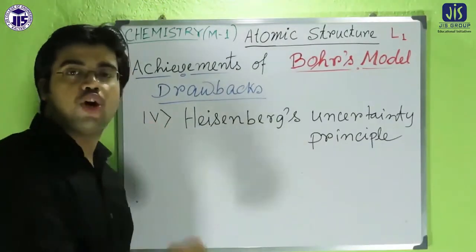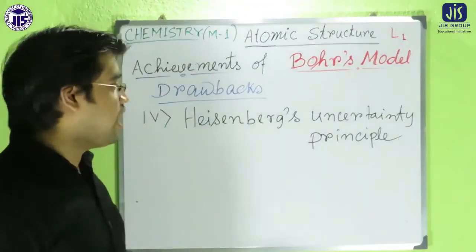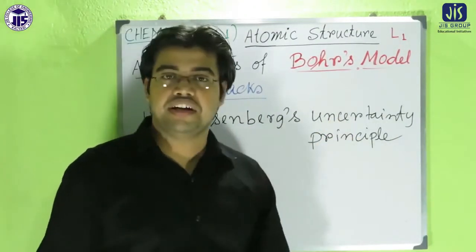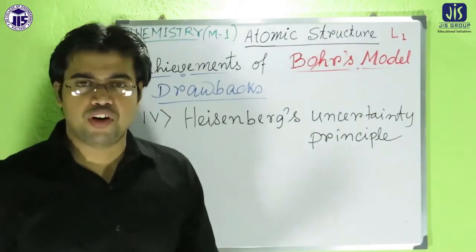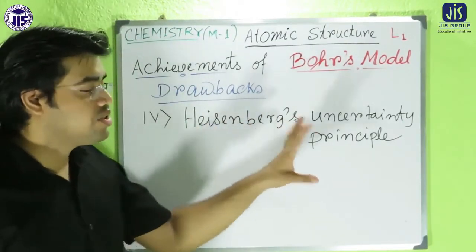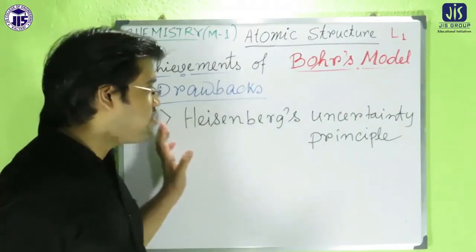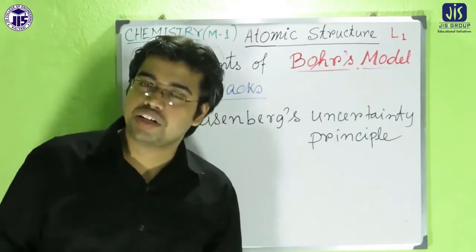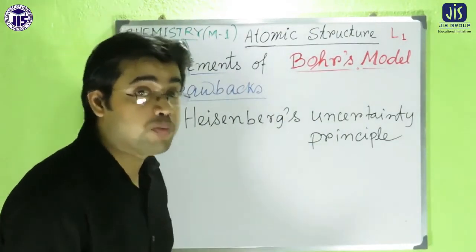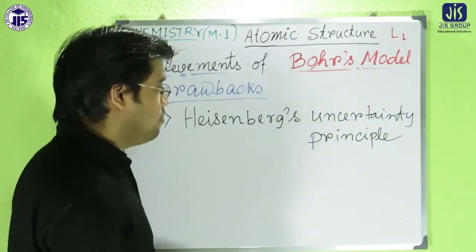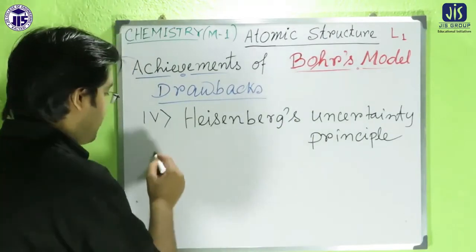Now come to the fifth drawback. The Bohr model is contradictory with the Heisenberg uncertainty principle. What is the Heisenberg uncertainty principle? We will discuss that in the next class. To understand, there is a principle called the Heisenberg uncertainty principle, but the Bohr model does not support it.